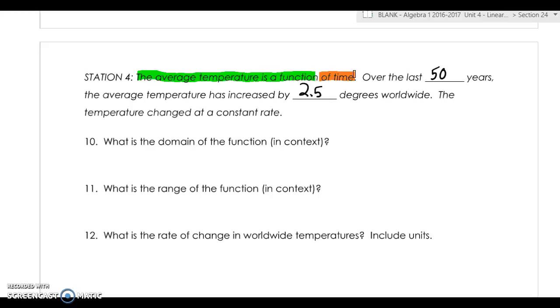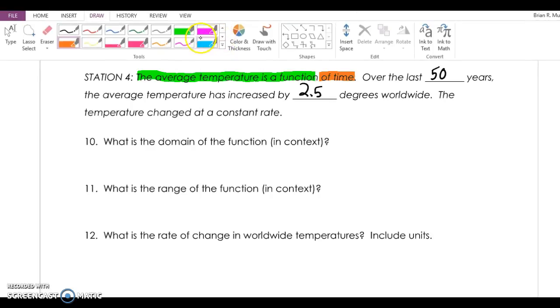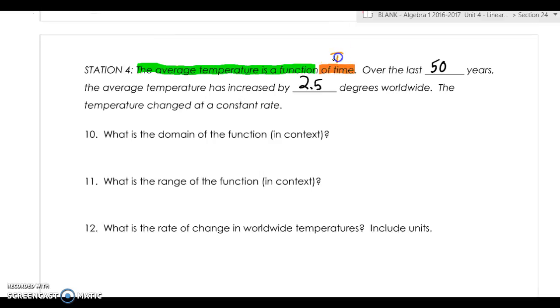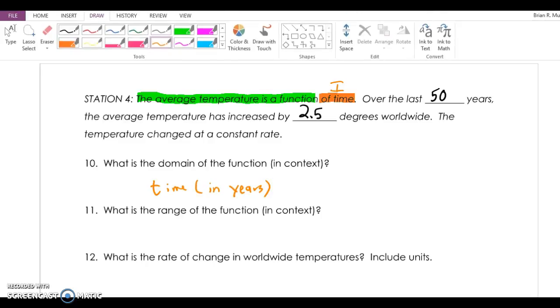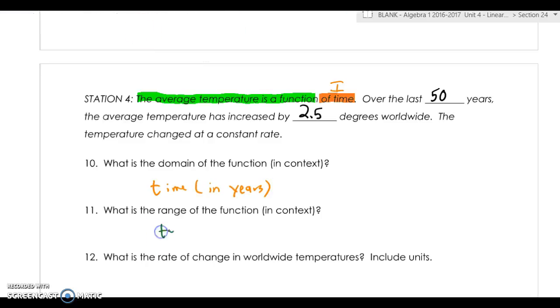Well, we're going to identify the domain and the range just like we did before, so not very different here. The domain is the input in this case, which again we've labeled time as our input. So this is time. And I'm just going to put in here in years so that we start getting used to the idea of units. And then my output would be temperature.